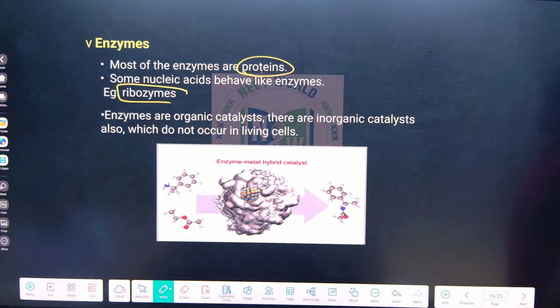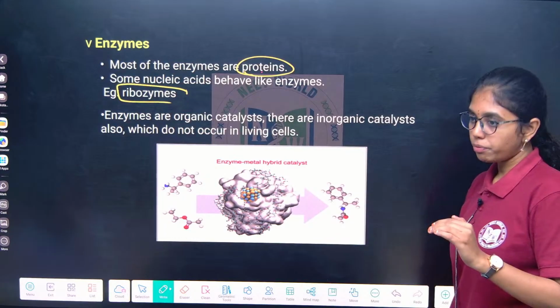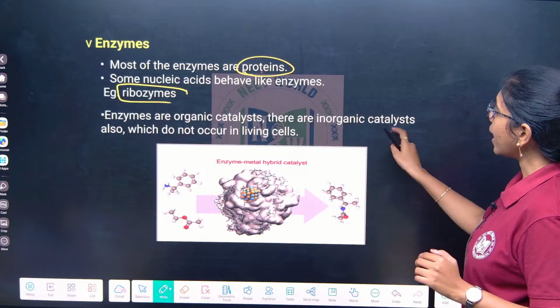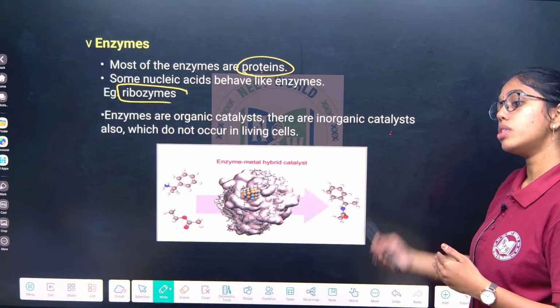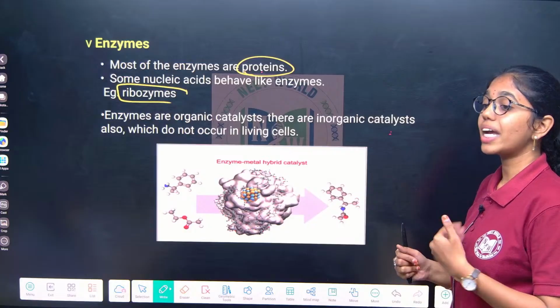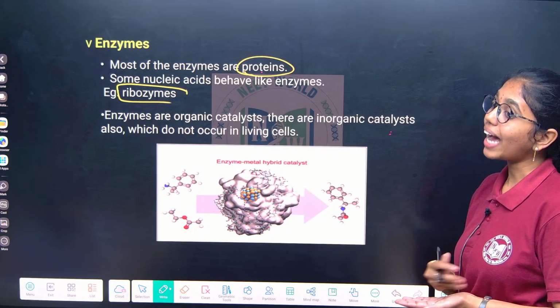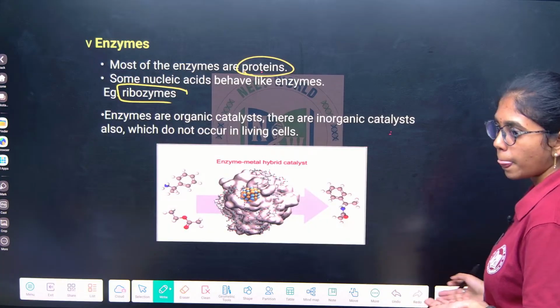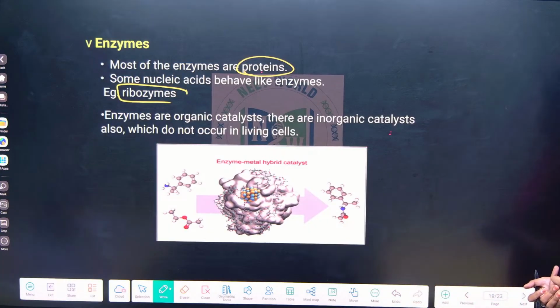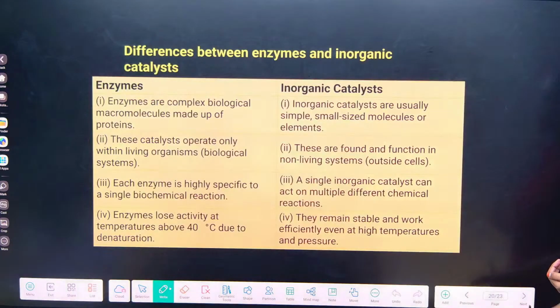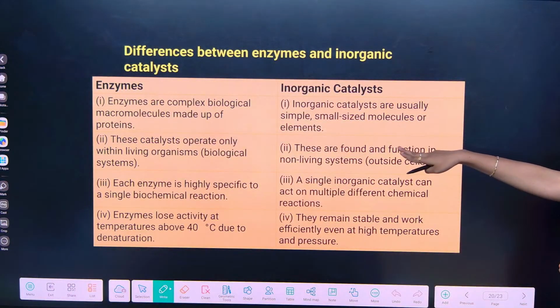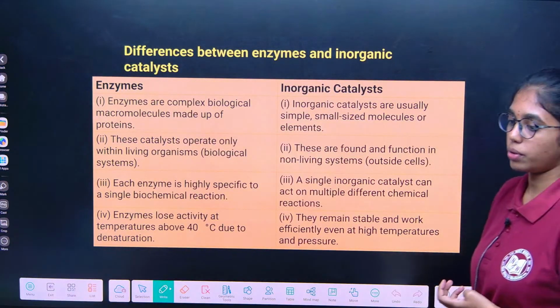Both are present. Organic catalysts are what? Which are occurring in the living cells. Temperature should be optimum for that. Whereas inorganic catalysts can occur outside the living cell, those which catalyze the reactions outside the cell. They can work at high temperatures as well. Can enzymes be inorganic? No. Here you can see the clear differences. Enzymes means organic catalyst only.